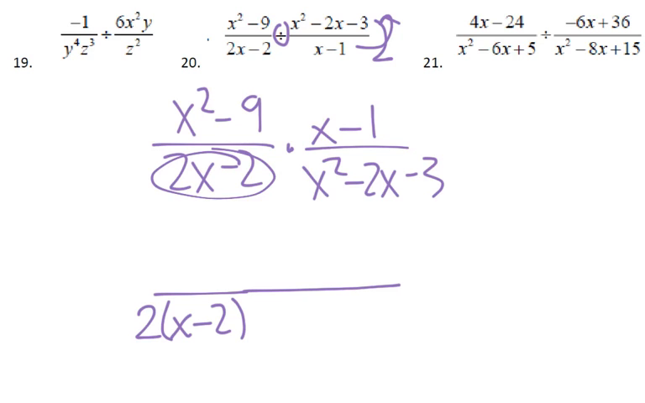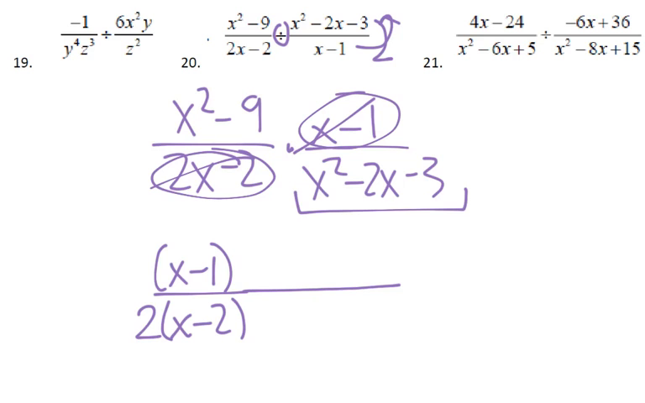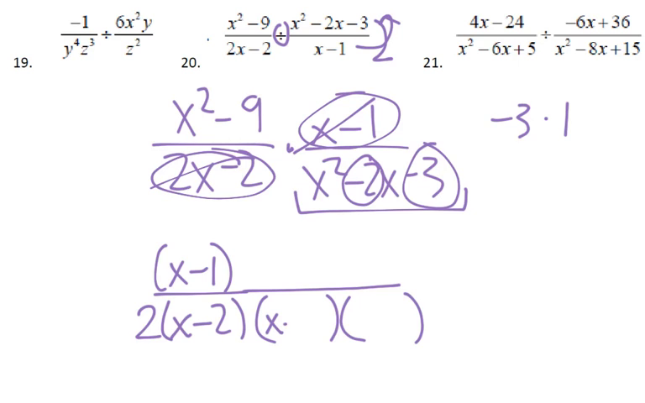We extend that and just think of all of these together. So I know that that's x minus 1. That's as simple as it gets. This one we can simplify, right? We can factor it out. Factors of negative 3 that add up to negative 2. Negative 3 times positive 1. So x minus 3, x plus 1.